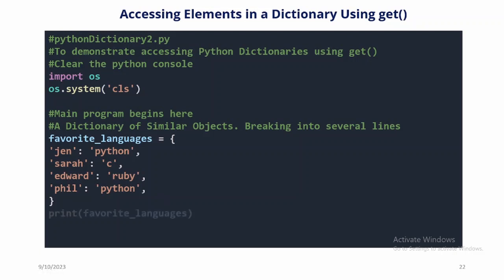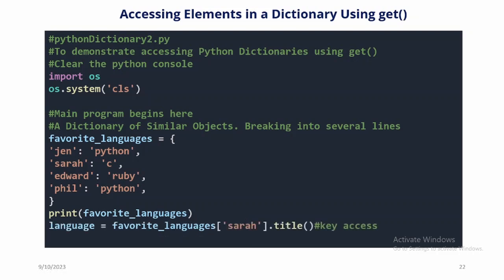So that's one thing. We can print favorite languages and to print the key value pairs. So if we create a variable and say language equal to favorite languages Sarah, we call the key Sarah, and we say dot title, it's going to print C in capital letters because of the title. We say print Sarah's favorite language is language. Sarah's favorite language is C, C in caps.